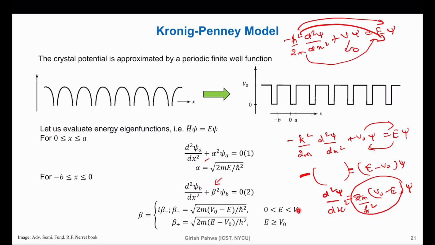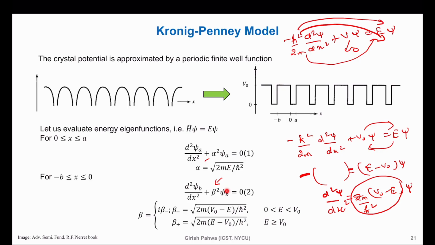Okay, and this is going to give me a negative sign here. Why? Because i beta minus, if you square that, i square will give you minus 1, right? So that will automatically give me minus beta minus square.